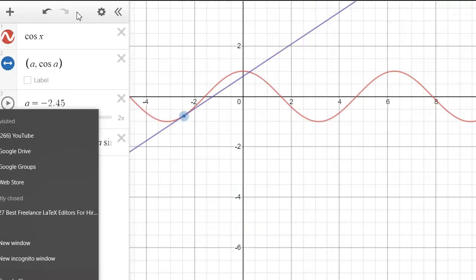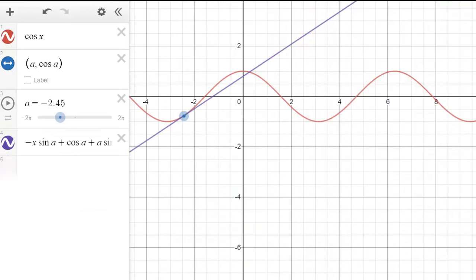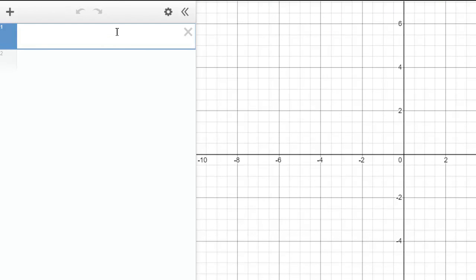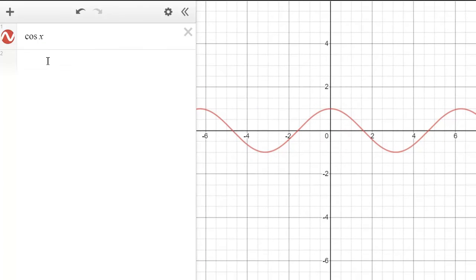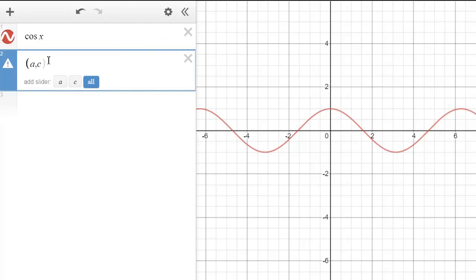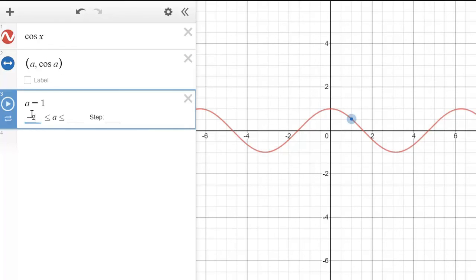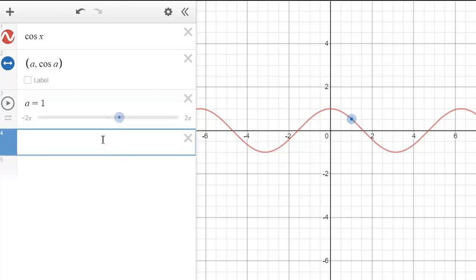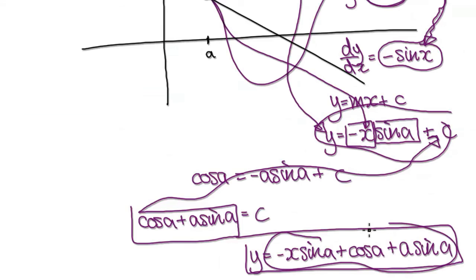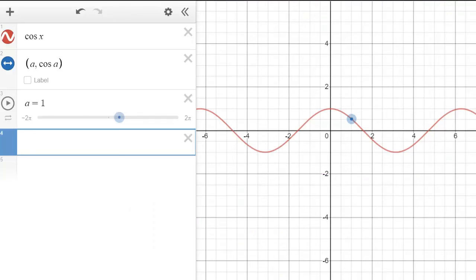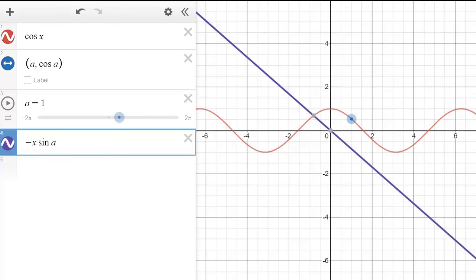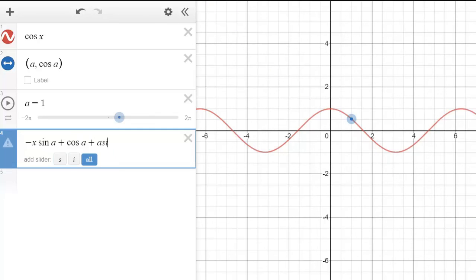Jumping to Desmos, new graph, and then draw your cos graph, cos of x. So that's your cos graph, and then add your particle. The particle would be a comma cos A, close it off, and add our slider, and we want it to range from negative 2 pi to positive 2 pi. And then now punch in the equation of the tangent line, which was this thing here. So minus x sine A, and then it was plus cos A plus A sine A.